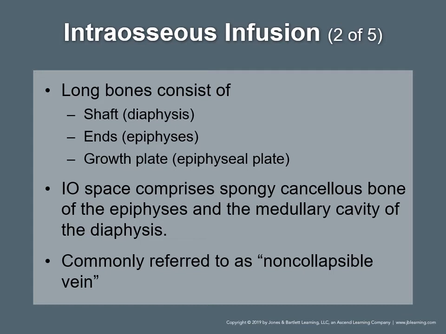Anything that can be given via the IV route can be given via the IO route. IO infusion is indicated when you are unable to rapidly obtain IV access in a critically ill or injured patient. Vascular access times and flow rates for various IO sites are presented in Table 13.2 of your book.